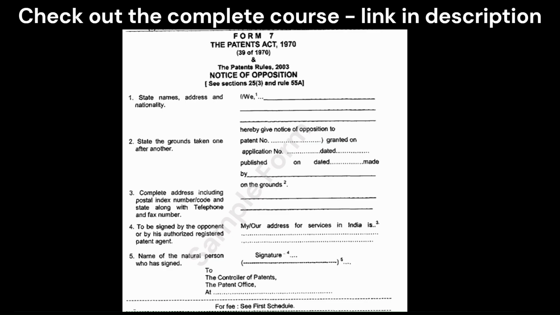Then we have a statement and evidence, where the opponent must submit a written statement explaining their objection and any documents, data, or prior art references in support of the opposition. After that, you sign it and address it to the Controller of Patents in your respective jurisdiction. And yes, this form has to be accompanied by the prescribed fees as per the First Schedule.